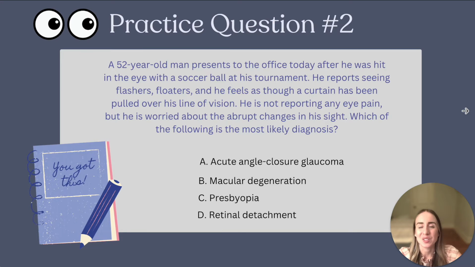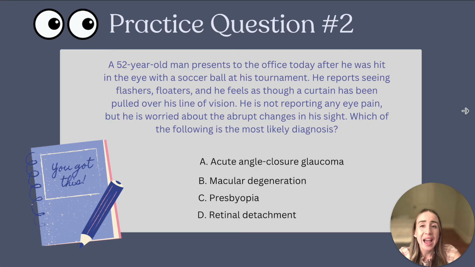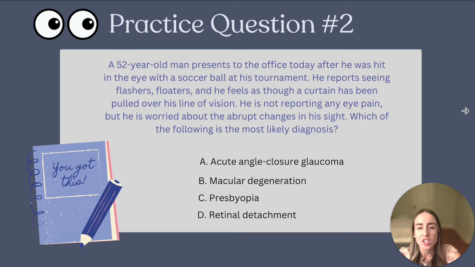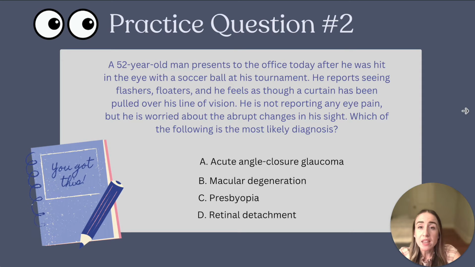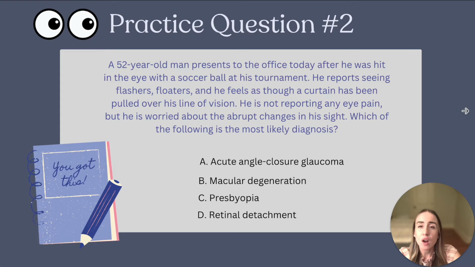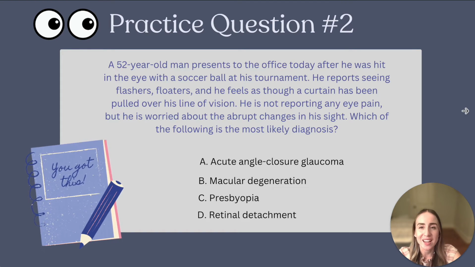Moving on to our next question. A 52-year-old man presents to the office today after he was hit in the eye with a soccer ball at his tournament. He reports seeing flashers, floaters, and he feels as though a curtain has been pulled over his line of vision. He is not reporting any eye pain, but he is worried about the abrupt changes in his sight.